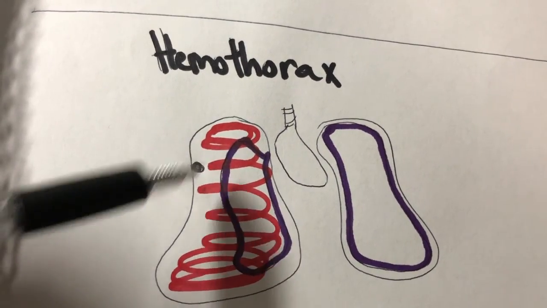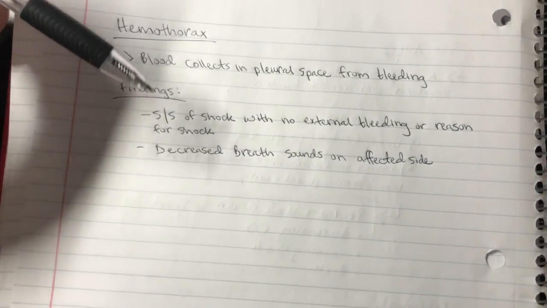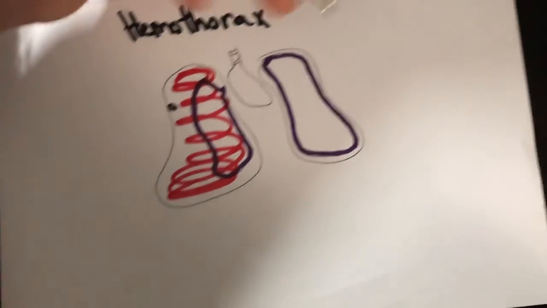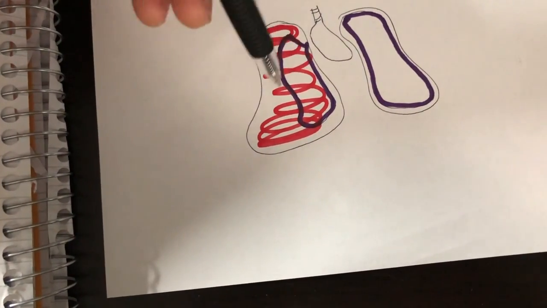Again, this is just a very simplified drawing, but blood accumulates, and there's also something called a hemopneumothorax, which is when there's blood and air, so it's like a little bit of blood. I'll draw it right here, right? So I'll just basically show there's some air and blood, pneumo.